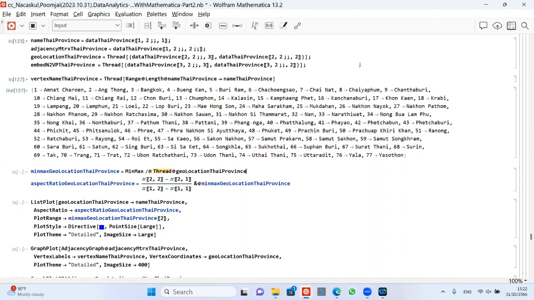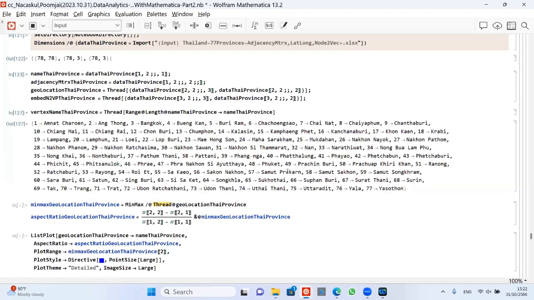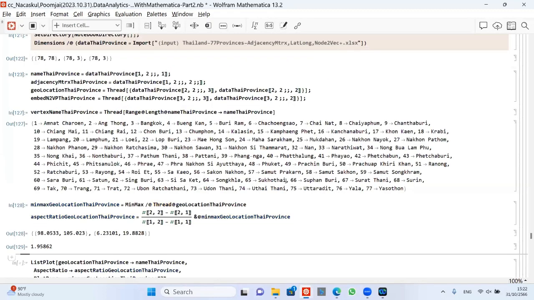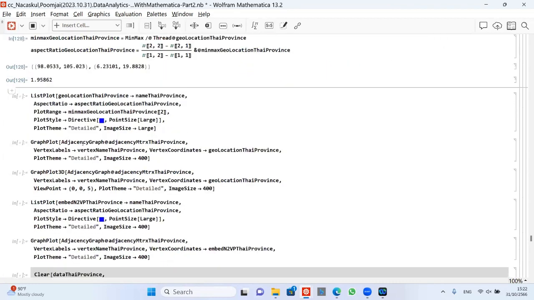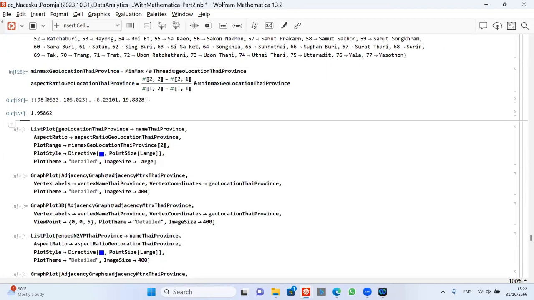So now I'm going to calculate, okay? So what's the minimum province? So these are basically the latitude, longitude, guys. Okay. See that? So that's the minimum longitude. Minimum longitude for Changwat in Thailand is 98, maximum is 105. Minimum latitude is 6. Highest point, Chiang Rai or Mae Hong Son, I think, is 19. Okay? So because we are north of the equator and we are east of London, everything is a positive number.